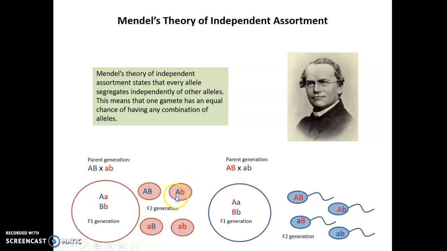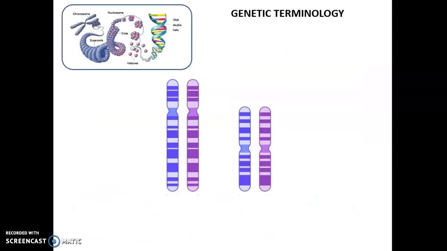So any one of these are all different possible gametes that could be formed from this individual. Any one of these is just as likely as another. So there's no favoritism here with which versions or which alleles might go into a gamete. They're all just as likely. So you can see this for both egg and sperm. Okay, and that's Mendel's theory of independent assortment. So we're looking at more than one trait.